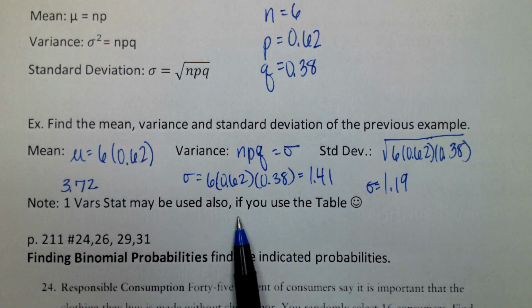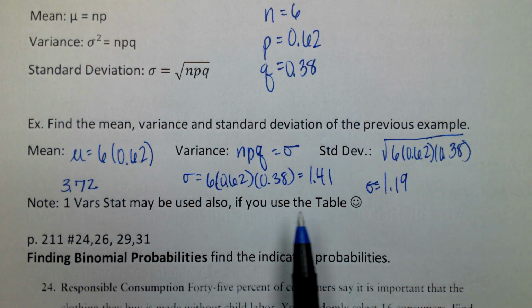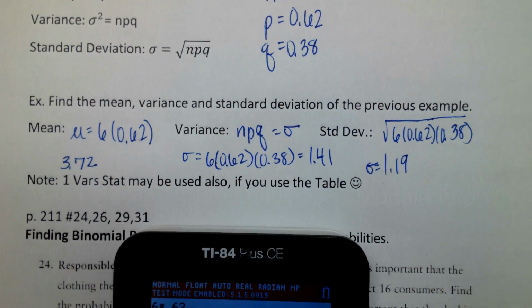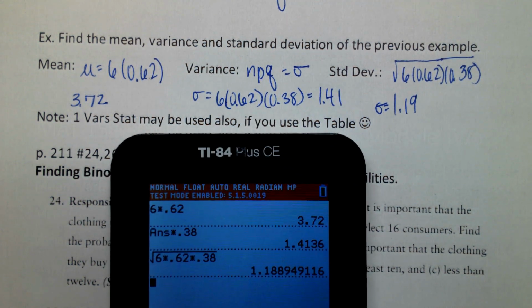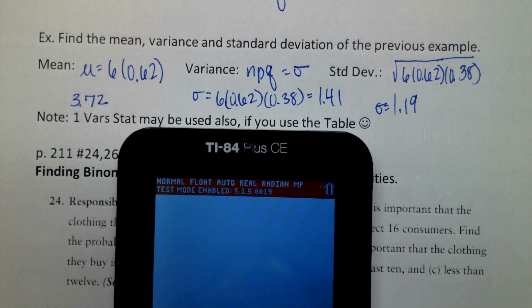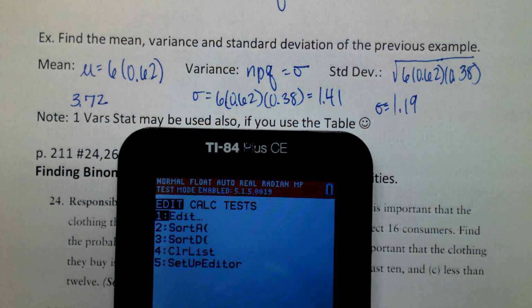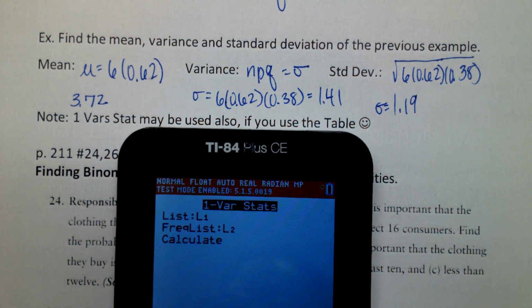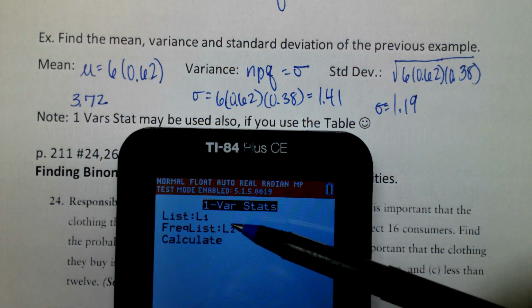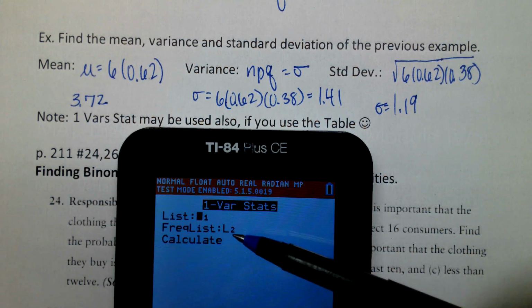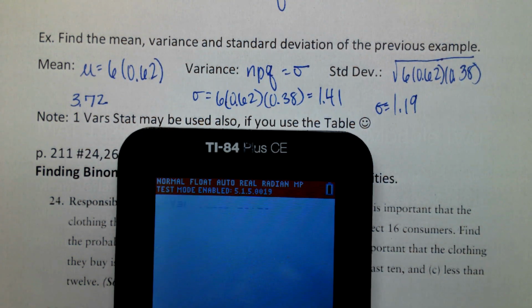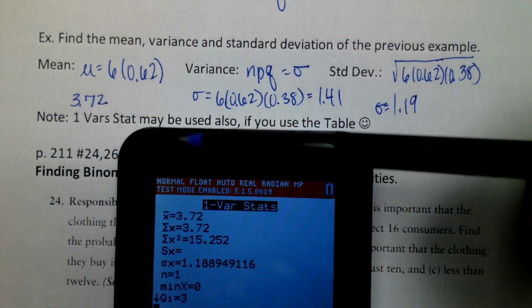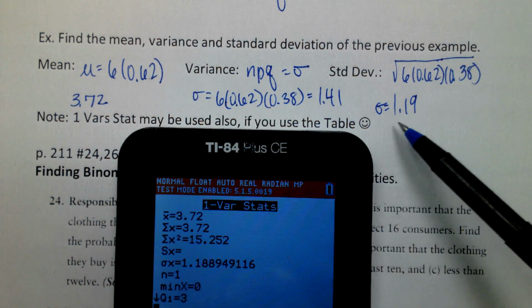Notice I have a note here. It says that 1-Var Stats may also be used if you use the table. So let me use my 1-Var Stats to see if I can get these answers as well. You don't have to do this, I'm just going to show you 1-Var Stats, L1 and L2. Don't forget, if you have a frequency list, put it in there. There's my mean, and there is my standard deviation.